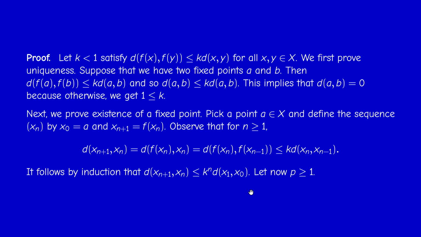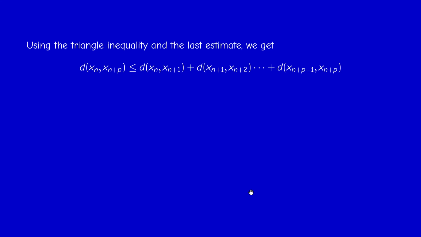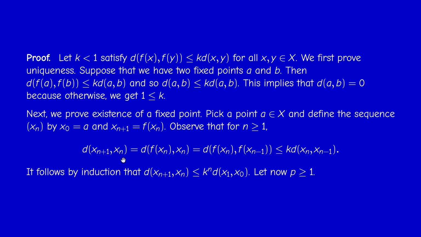Now consider an integer p bigger or equal than n. This estimate, by the way, does not prove that xn is a Cauchy sequence. Of course, the distance between xn plus 1 and xn tends to 0, but this is not quite the Cauchy condition, okay? Because the Cauchy condition says that the distance between xn plus p and xn tends to 0 as n tends to infinity.